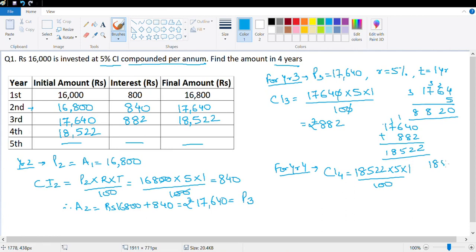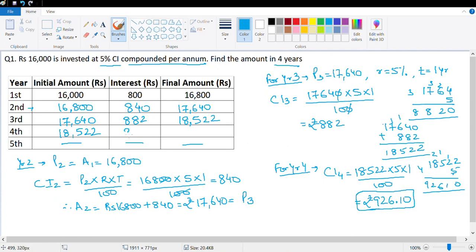Let's multiply 18,522 multiplied with 5. That's 5 into 2, 10. 10 plus 1, 11. 25 plus 1, 26. 40 plus 2, 42. And 9. That's 92610 divided by 100, which means 926.10. Remember, with money, we write answer in 2 decimal places.